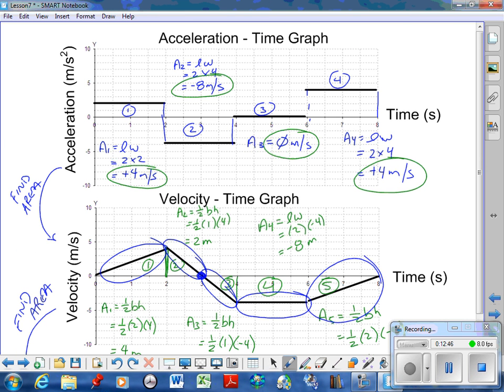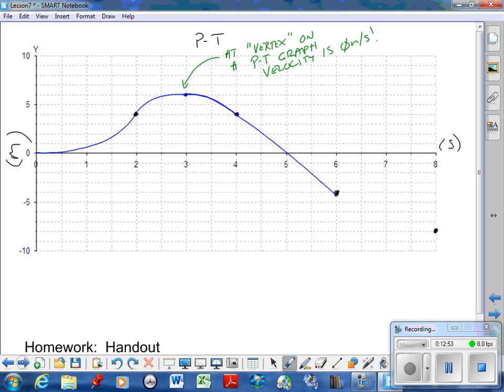And finally, what happens? I now start to slow down until my velocity is 0. So that means I'm heading toward another vertex. How do I slow down if I'm walking backwards? I get a curve that looks like this and creates a new vertex. A little better job than that. So it slows down until I reach 0.